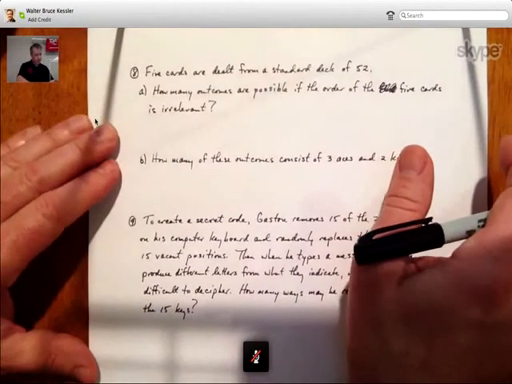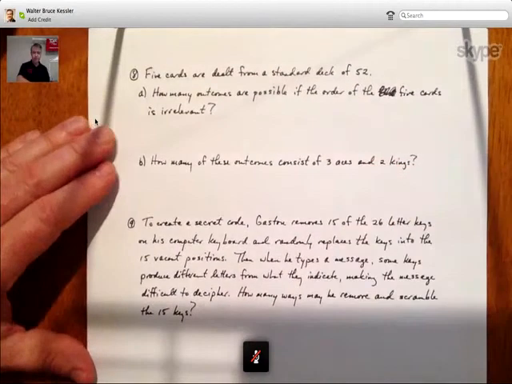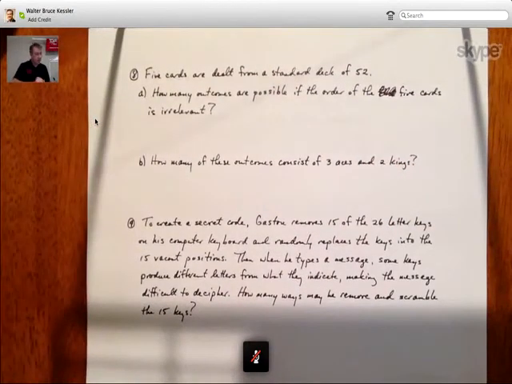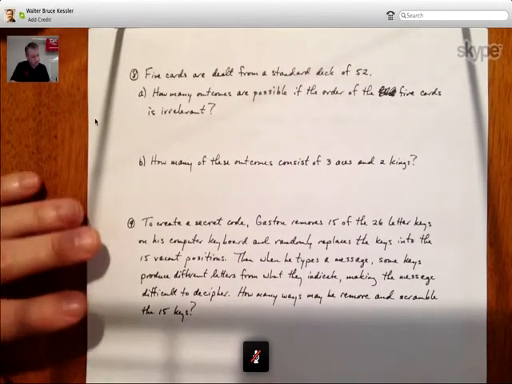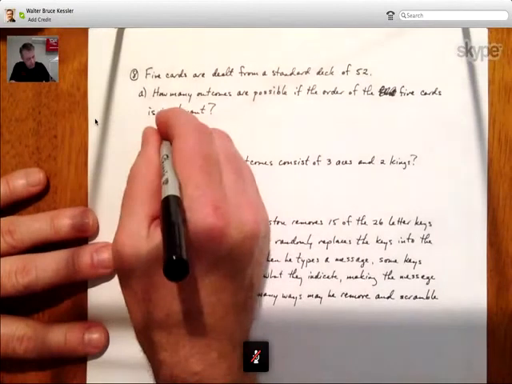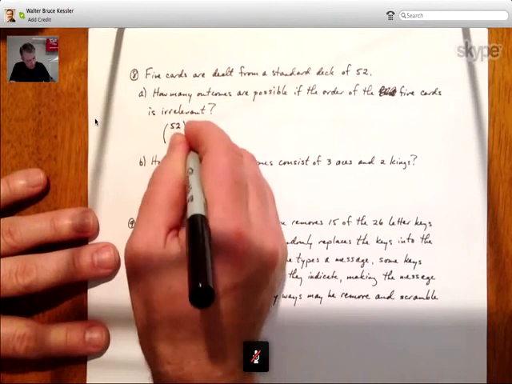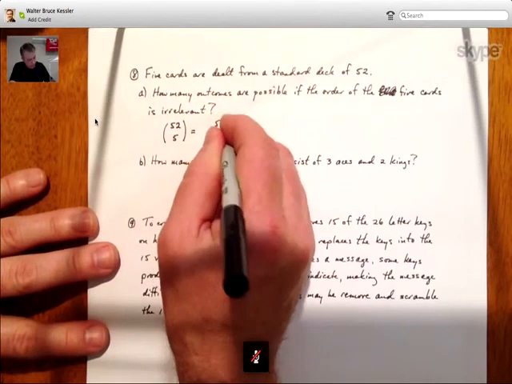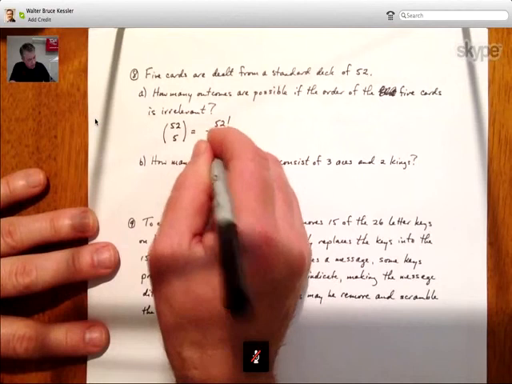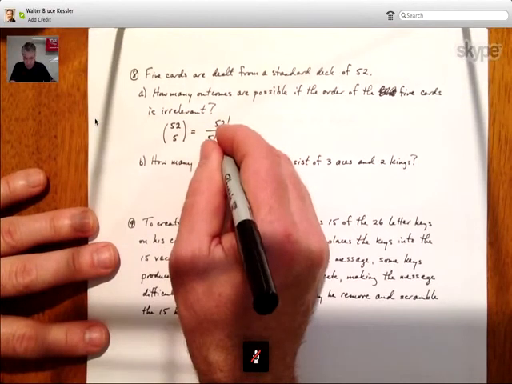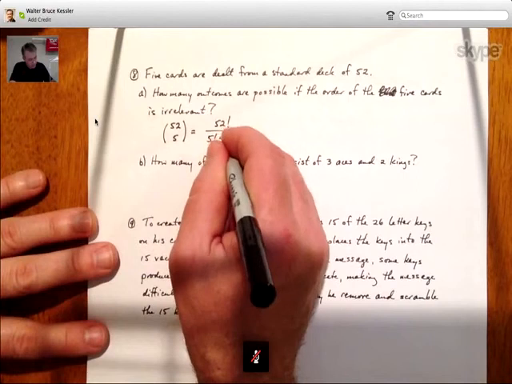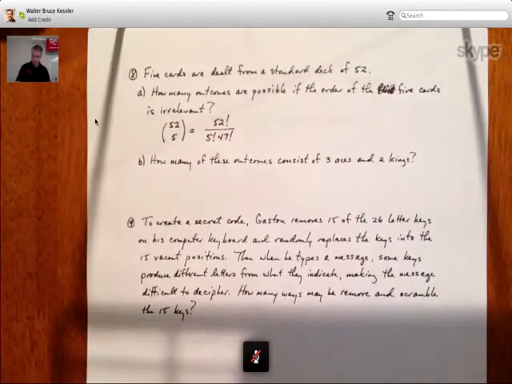Problem 8 says, okay, 5 cards are dealt from a standard deck of 52. How many outcomes are possible if the order of the 5 cards is irrelevant? That would certainly be the case if you just got a hand of cards, right? You can move them any order you want to. So we've got 52 cards, and we need to choose 5 of them. This is 52 factorial over 5 factorial, and then 47 factorial. That's 52 minus 5.